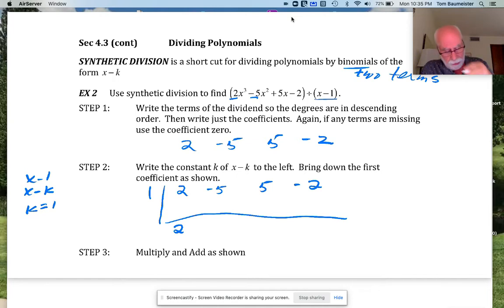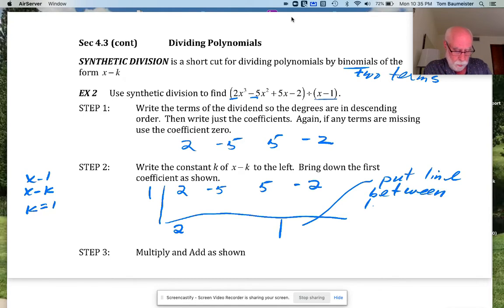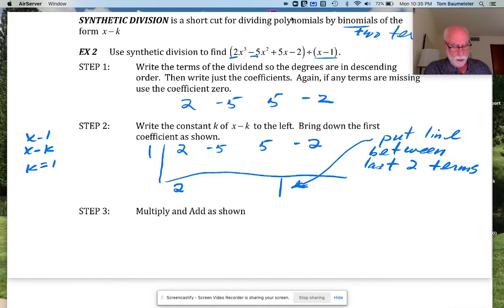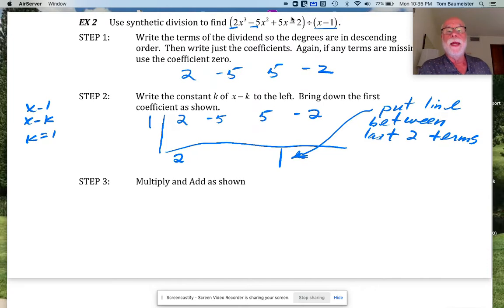Now, a little thing I do differently from what the book does is I like to put a line between the last two terms. You'll see why I do that in a second. So I put a line between the last two terms. Now we're just going to multiply and add as shown.